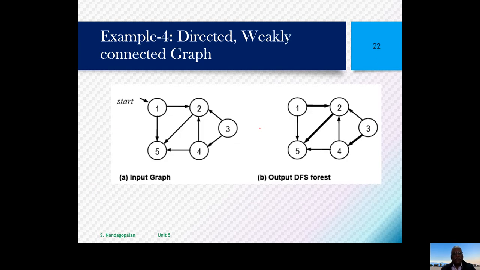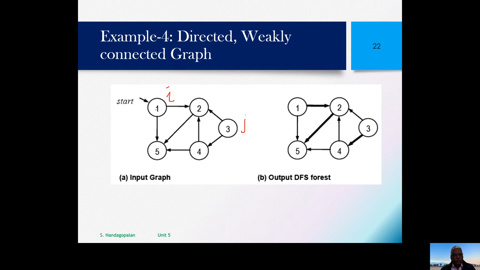The fourth one is directed but weakly connected. That means you don't have, for every pair of vertices, a path from I to J and J to I. If it doesn't, then it is called a weakly connected graph. So for example, from one, I cannot go to three. In fact, from two, from four, from five, I cannot go to three. So if this is I and this is J, I to J is not possible. Maybe J to I is possible.